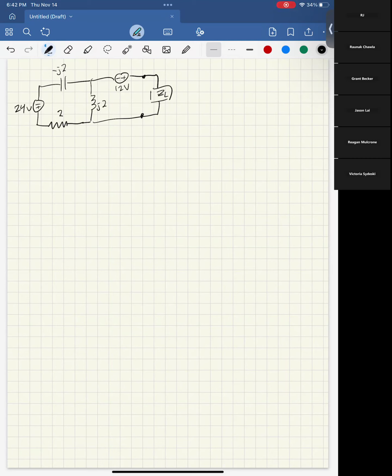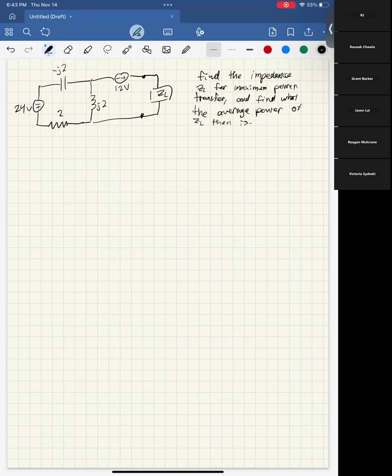So the question is: find the impedance ZL for maximum power transfer, and find what the average power of ZL then is.